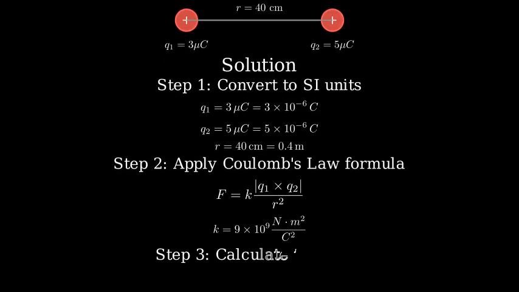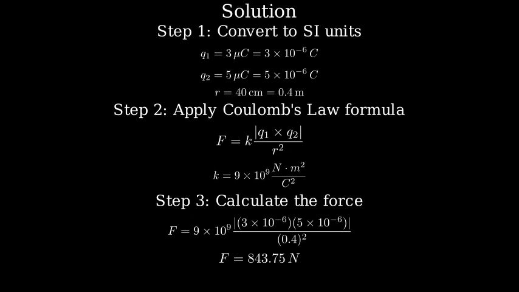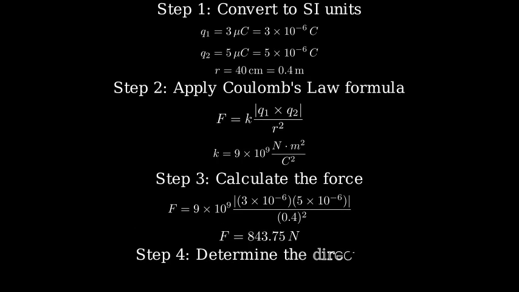Step 3. Calculate the force. Substituting our values. F equals 9 times 10 to the power of 9 times the absolute value of 3 times 10 to the power of -6 times 5 times 10 to the power of -6, all divided by 0.4 squared. Calculating this gives us F equals 843.75 newtons.